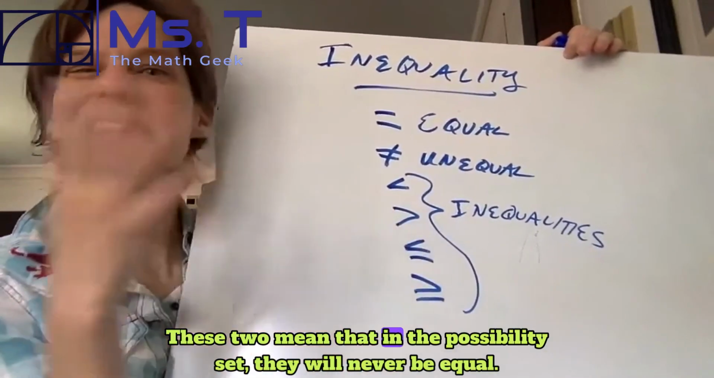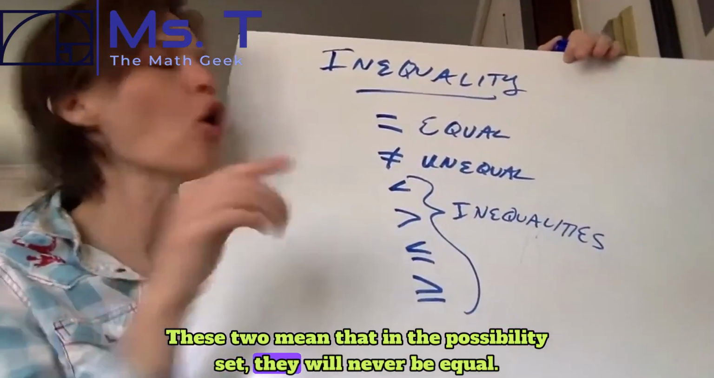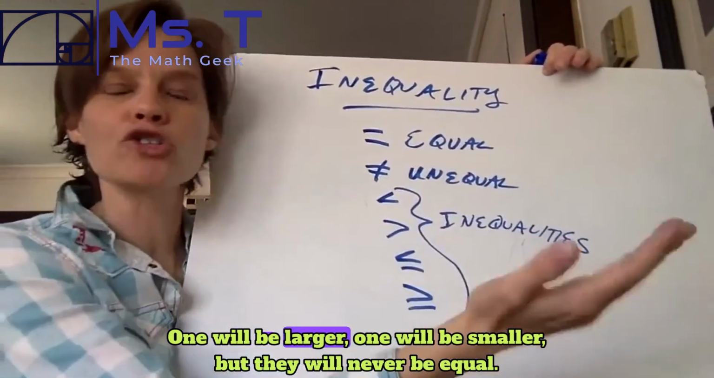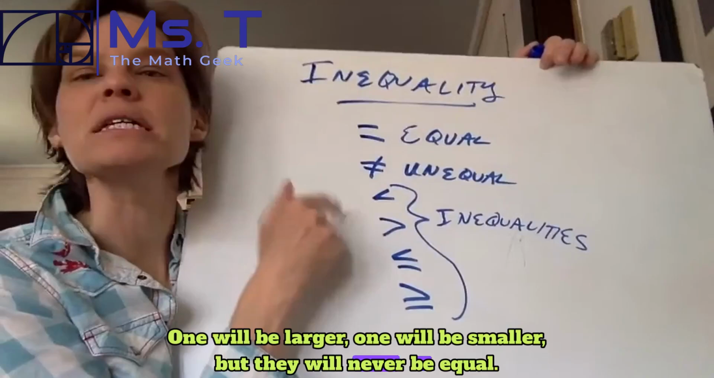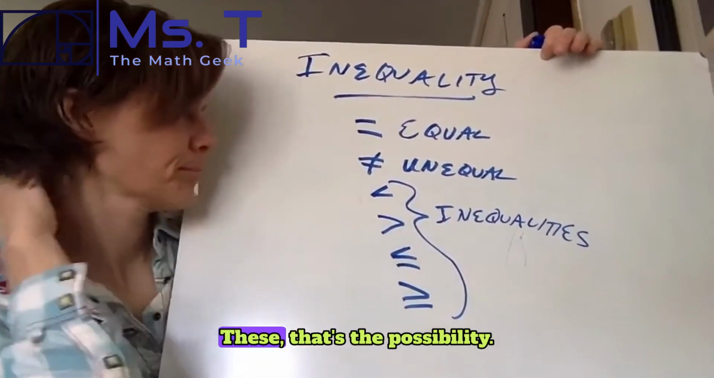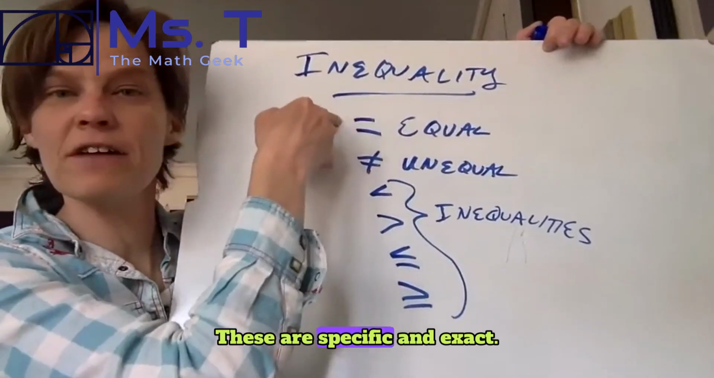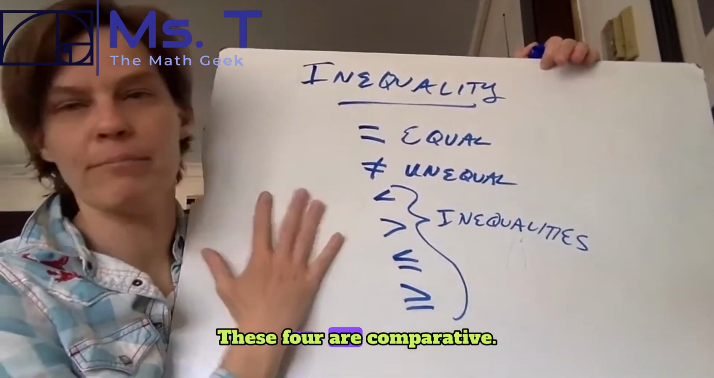These two mean that in the possibility set, they will never be equal. One will be larger, one will be smaller, but they will never be equal, okay? That's the possibility. These are more comparative tools. These are specific and exact. These 4 are comparative.